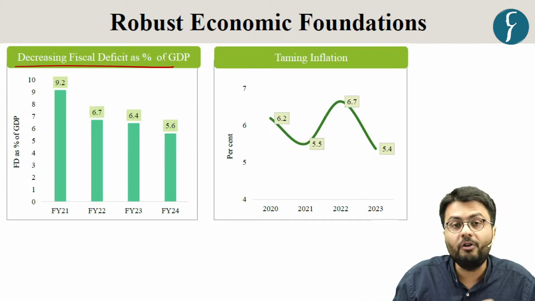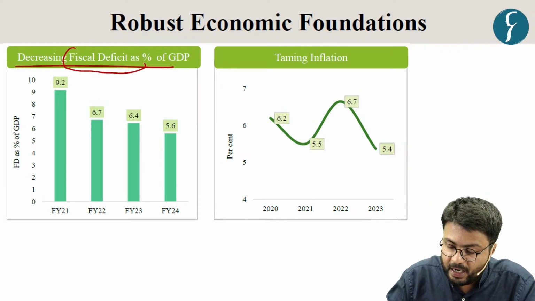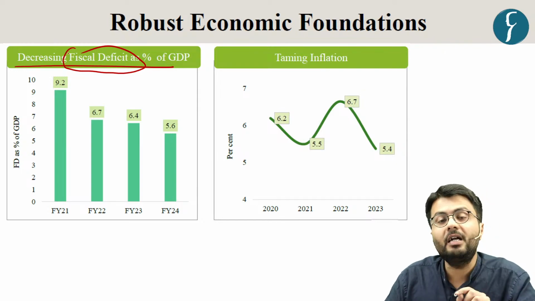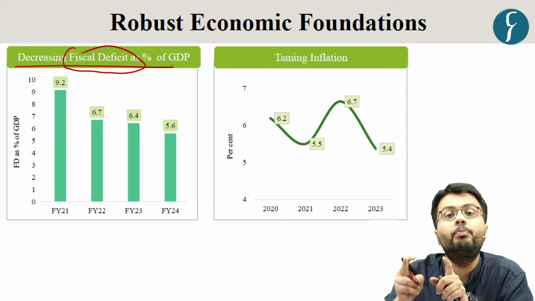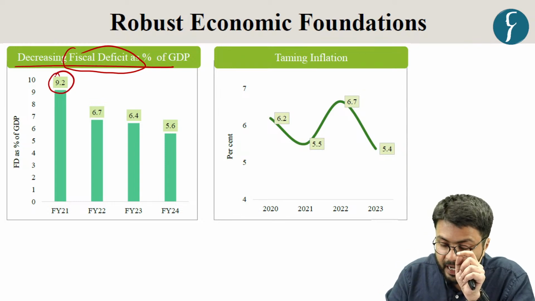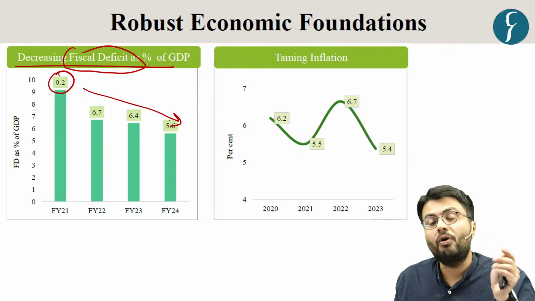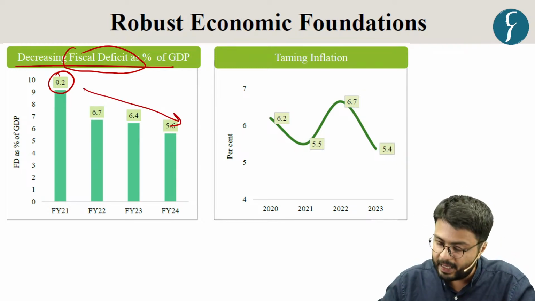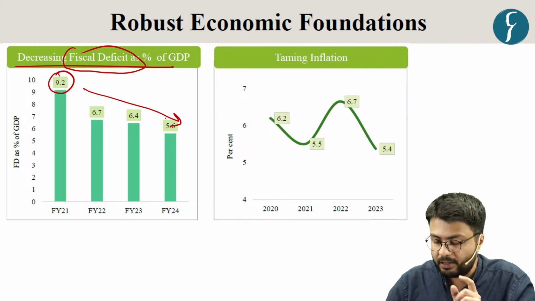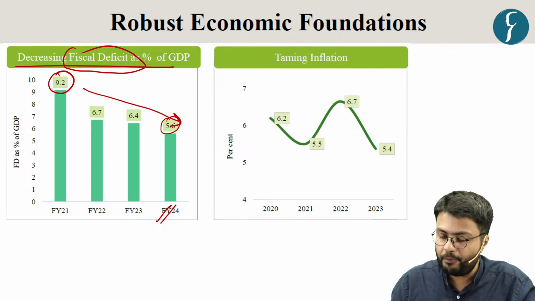Also, as a result of the better financial health of the government, we have seen a decrease in fiscal deficit levels. Now, the fiscal deficit reflects the total borrowing by the Union government. This deficit was quite high due to the COVID-19 pandemic. However, fiscal consolidation after the pandemic has led to India reducing its fiscal deficit to just 5.6% of its GDP.